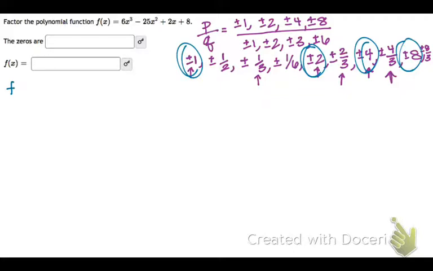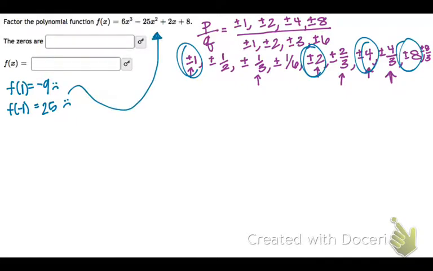So if I plug in 1, so I'm going to have f of 1 equals, I'm going to use my calculator here. So 6 times 1 cubed minus 25 times 1 squared plus 2 times 1 plus 8. I get -9, which is not going to work. So if I plug in -1, 6 times -1 cubed minus 25 times -1 plus 2 times -1 plus 8 equals 25. And I'm plugging these numbers into this function up here.